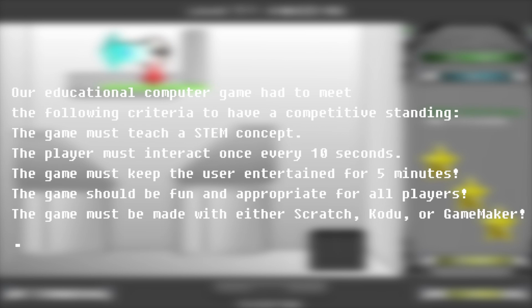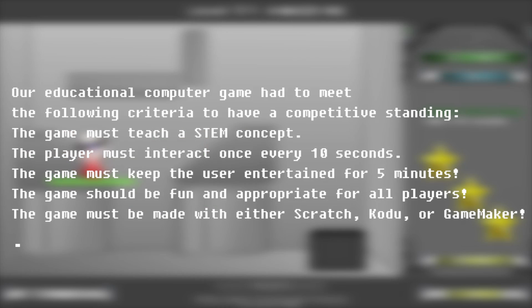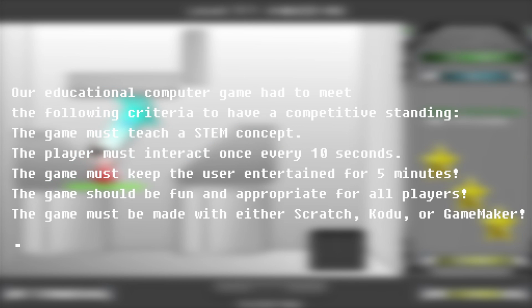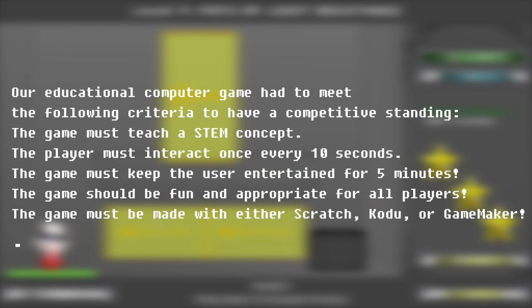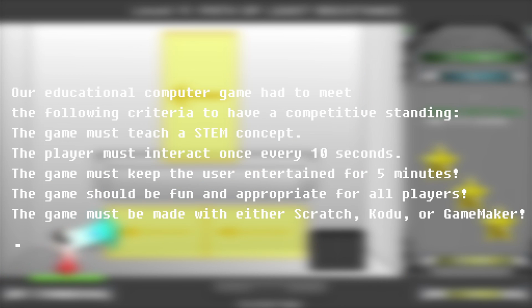Our educational computer game had to meet the following criteria to have a competitive standing. 1. The game must teach a STEM concept. 2. The player must interact every 10 seconds. 3. The game must keep the user entertained for 5 minutes. 4. The game should be fun and appropriate for all players. And 5. The game must be made with either Scratch, Kodu, or GameMaker.